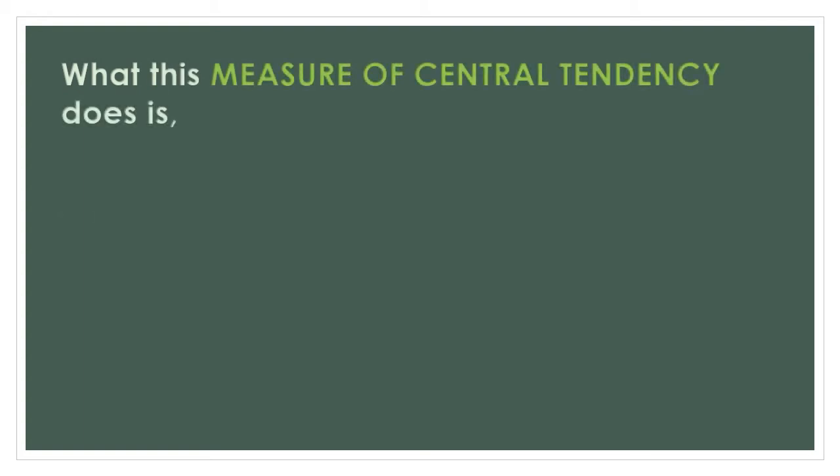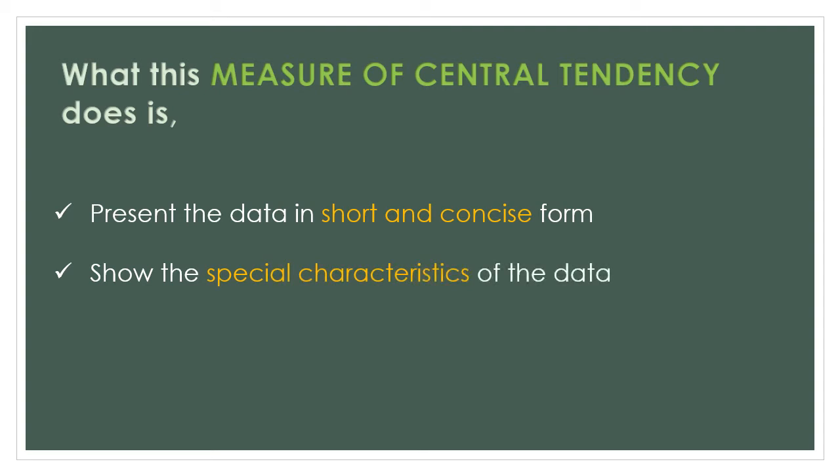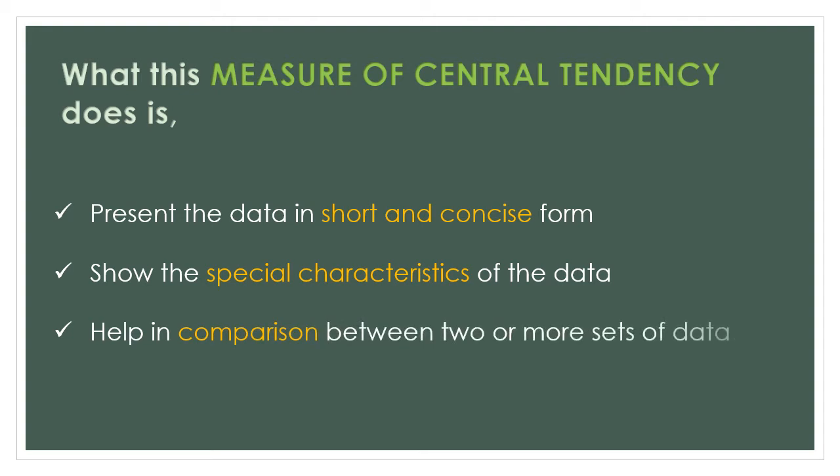What this measure of central tendency does is, number one, it presents the data in a short and concise form. That means the whole big bulky data has been expressed in a single number. So that's short and concise. Second, it shows the special characteristics of the data. That means the special characteristics of the data are presented using the measure of central tendency, and then it also helps in comparison between two or more sets of data.